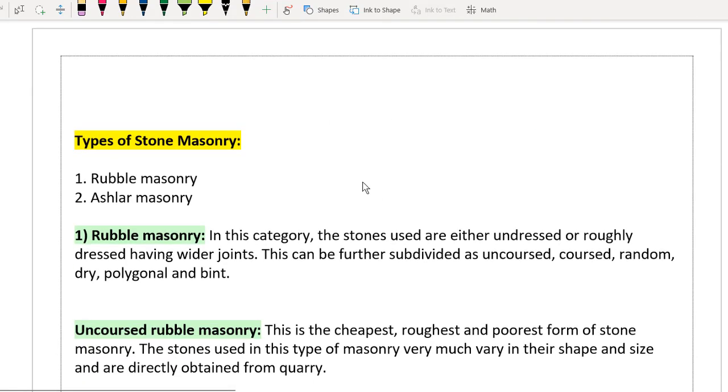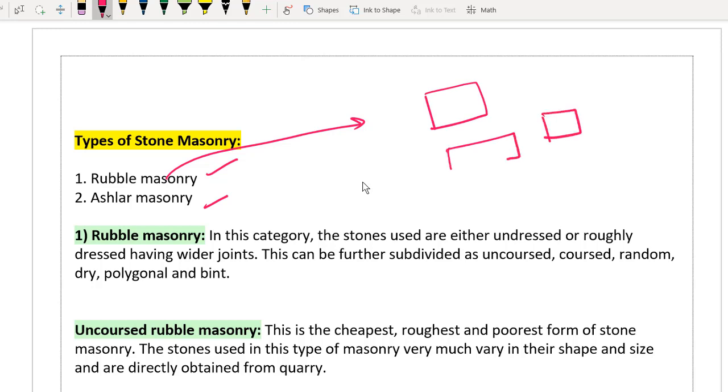Okay, now let us see about stone masonry. When I am talking about stone masonry, we have rubble masonry and ashlar masonry. What is rubble masonry? It is not properly dressed. See, the stone you get from quarrying won't be perfectly square, it won't be perfectly rectangular.